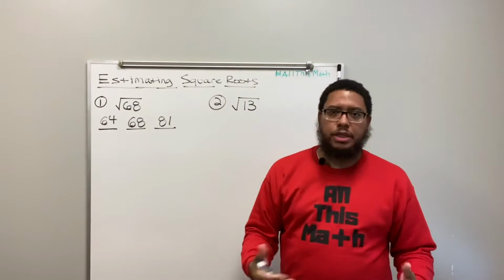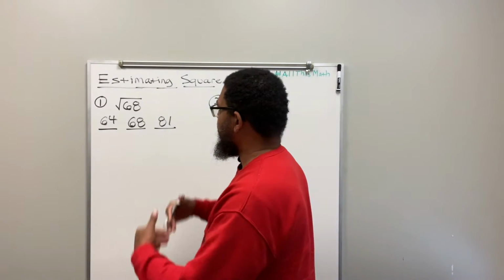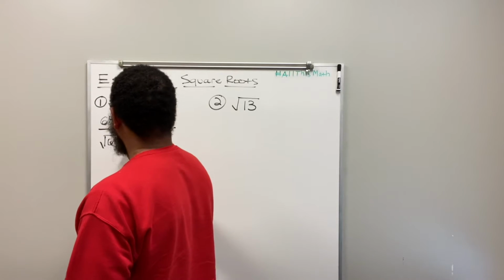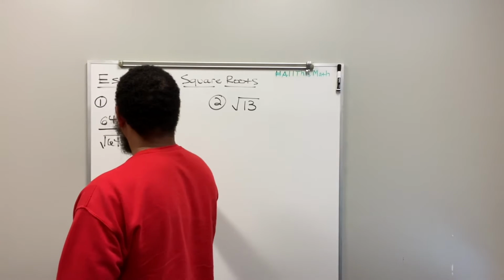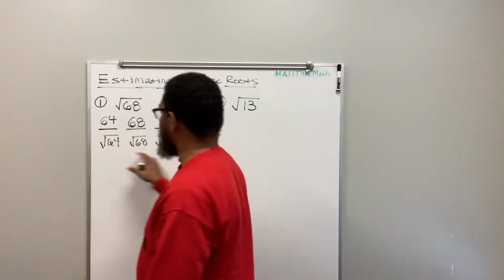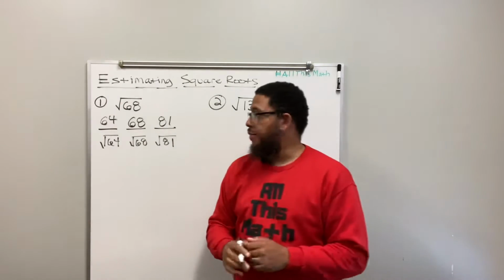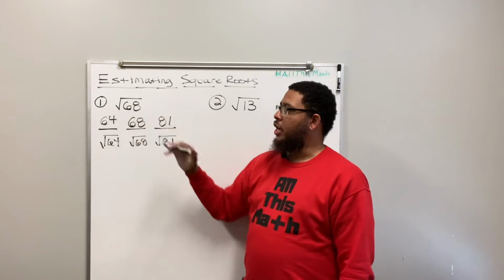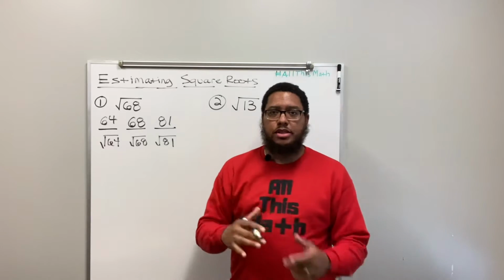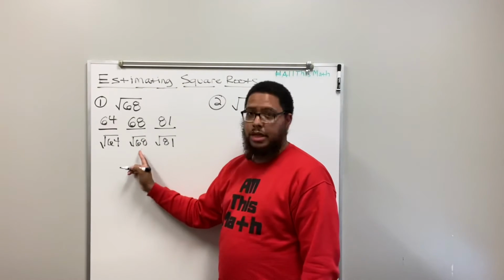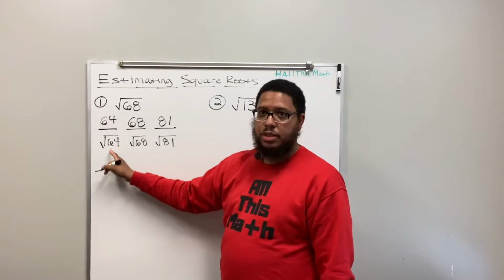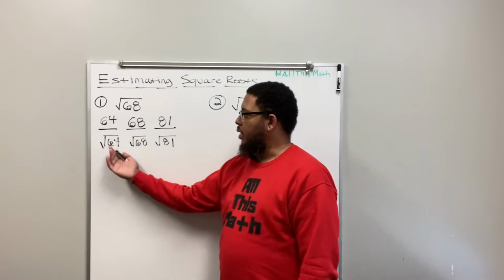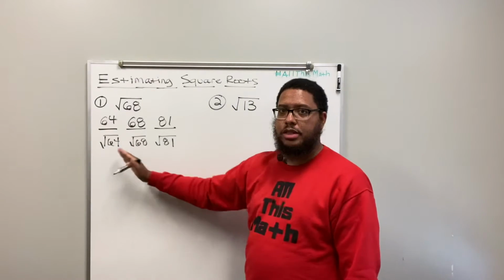You're going to see why I'm doing this in a minute. Now, we're going to rewrite these as square root of 64, square root of 68, and the square root of 81. So now we're back to the square roots. Now, dig this: if 68 is more than 64 and less than 81, then it also stands to reason that the square root of 68 would be more than the square root of 64 and less than the square root of 81.